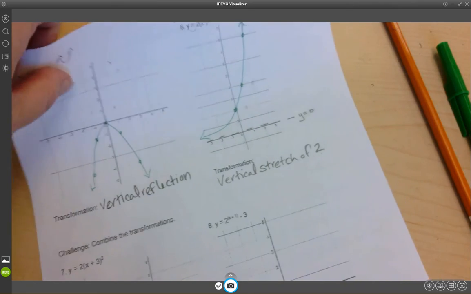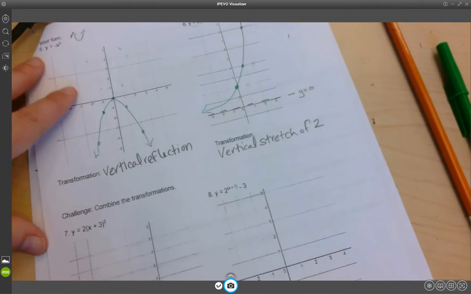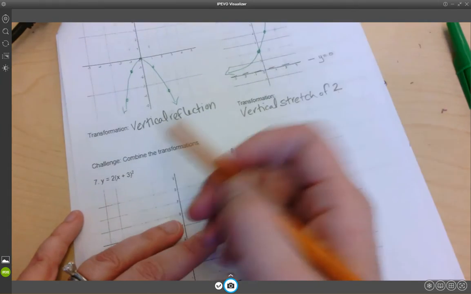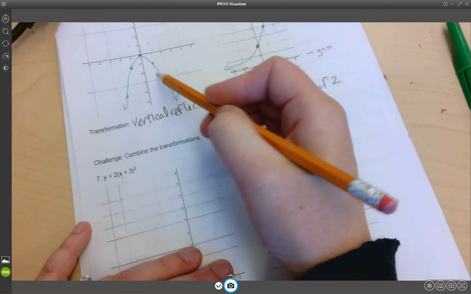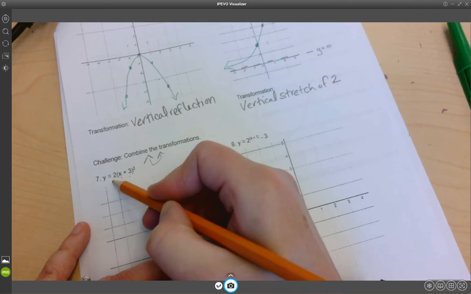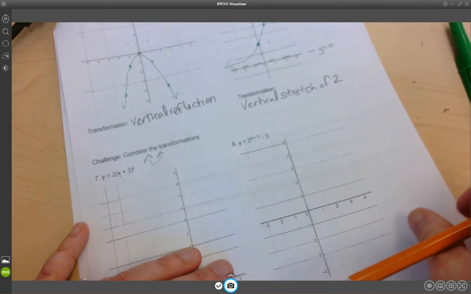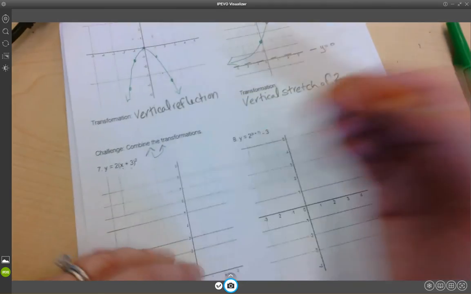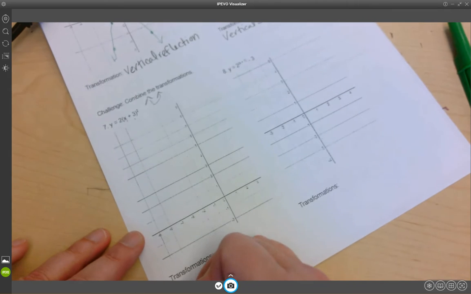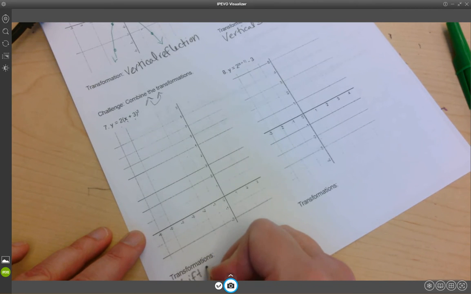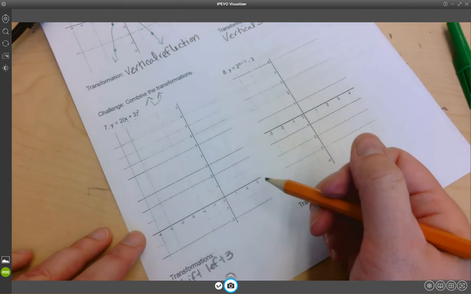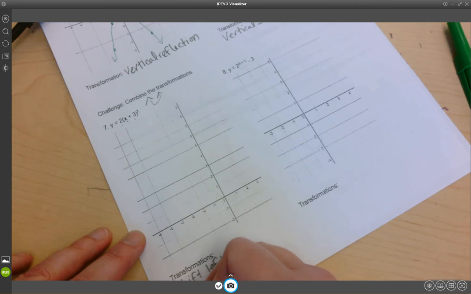All right, and then there are 2 challenge problems. These are challenge problems because each one has more than one transformation. So looking at the first one, the x is in the base, which makes it quadratic. There are 2 transformations. You can see one comes from the 3 and one comes from the 2. If you look back in your notes, inside the parentheses, a plus 3 would shift left 3. And then a times 2 would be a vertical stretch of 2, like here.